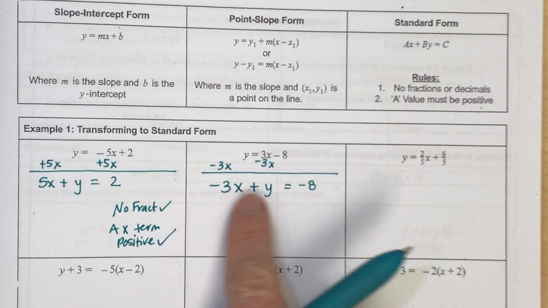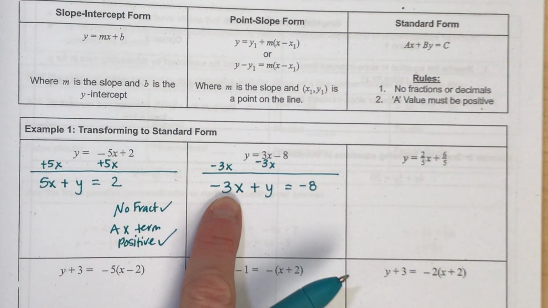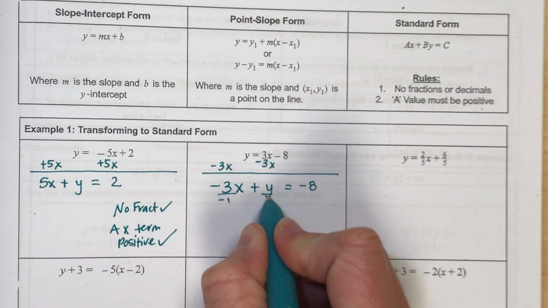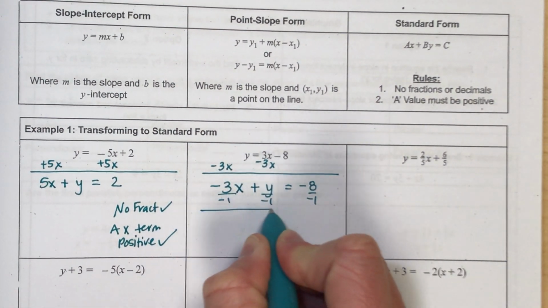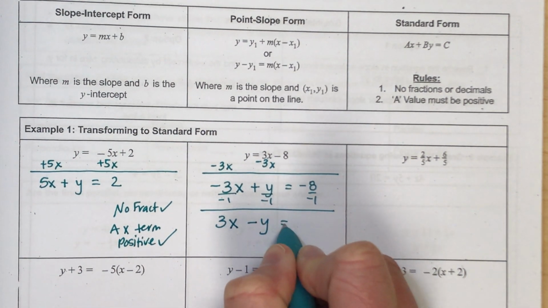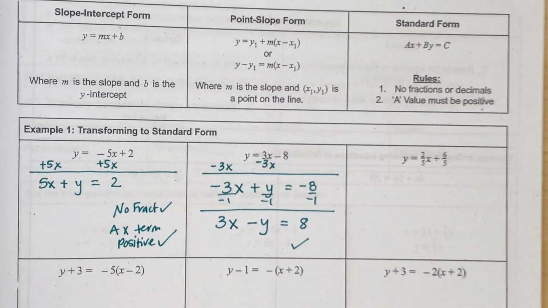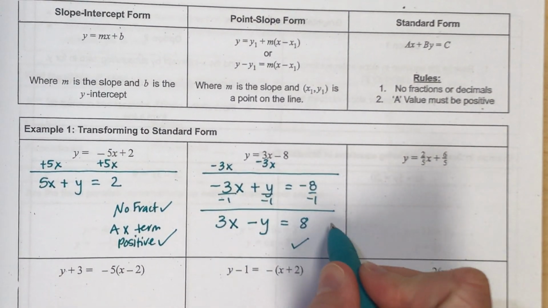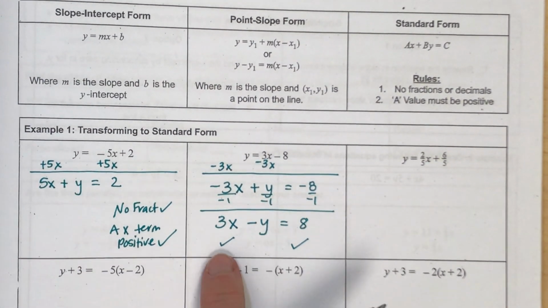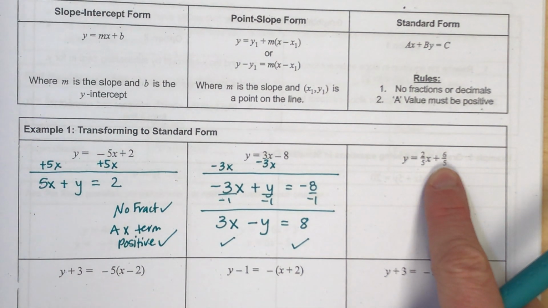And now everything about this is great, except I don't have my lead term, my a term, positive. So what I'm going to do is divide every term by negative 1. And when I do that, I'll have a positive 3x, a negative y, and then a positive 8. And now this is the standard form for that function because I have no fractions and my lead term is positive.